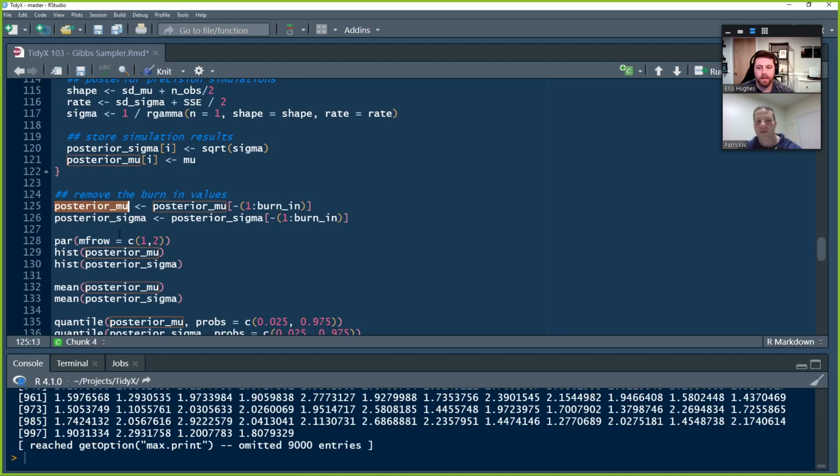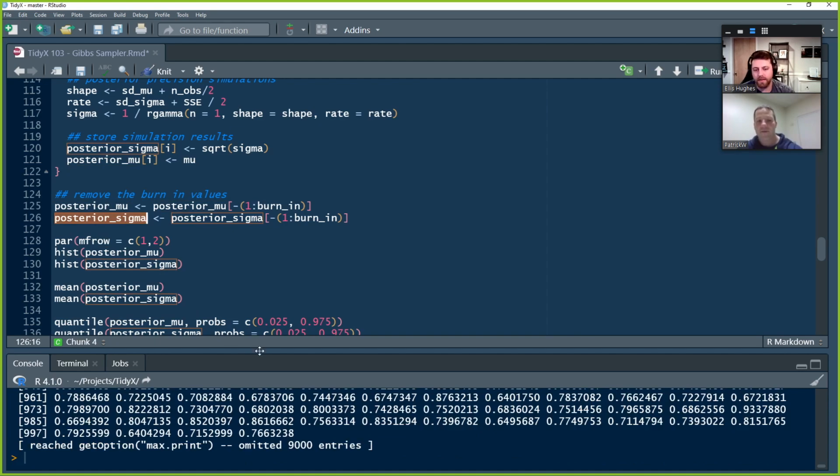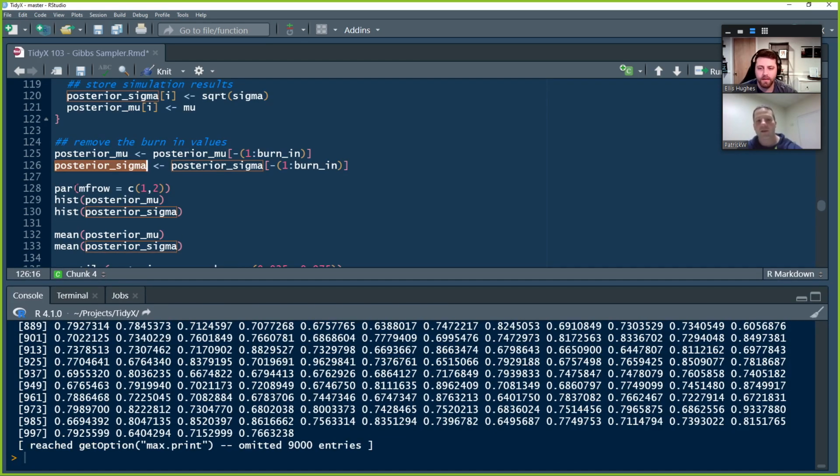So let's take a look. Yeah, there we go. So now we can take a look. Ellis, you want to walk through some of the plotting here? Sure thing. All right, so first we're going to set par. So this is going to set our graphics to tell them what we want to do. So this is saying we want to have two plots, one right next to each other.